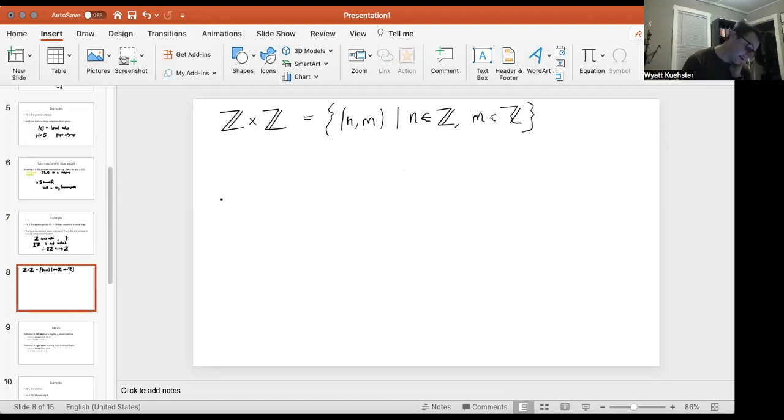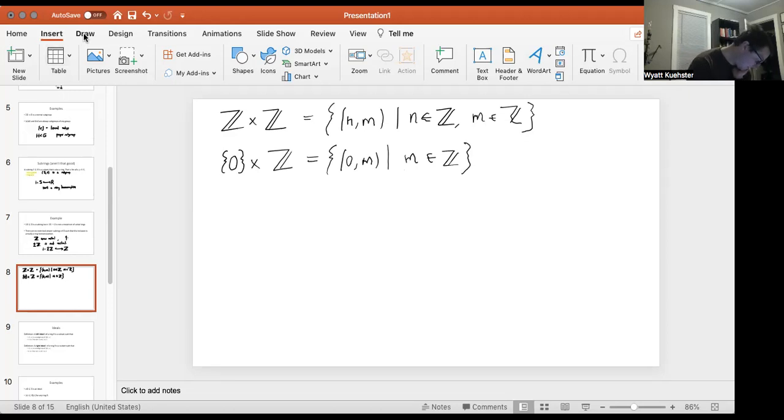But I can construct a subring of this by just taking the 0. 0 was the additive identity. So 0 is a subgroup of Z, and I can take 0 cross Z. And this is the things of the form (0, m), where m is in Z. And both of these are unital rings.